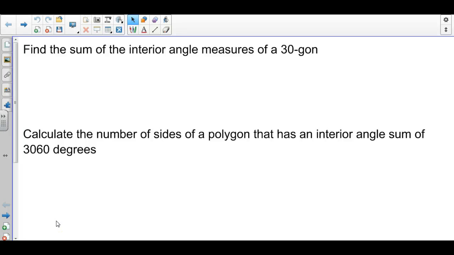Hello, I am going to go through everything from section 7.5, so we're going to talk about interior angle measures of polygons and exterior angles of polygons. I'll start off with a couple problems just dealing with the sum of interior angle measures.